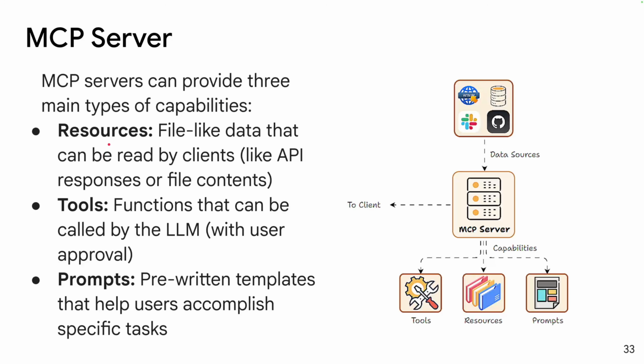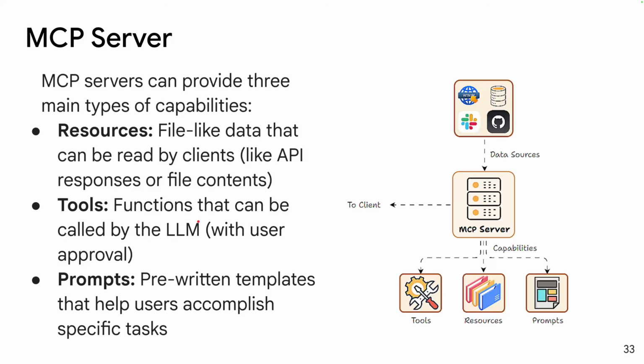Okay, so again, what is a resource? Resources are basically just to read a file, file-like data that can be read by the client. It could be an API or file content that provides context to the application, or to the large language model. Then you have tools. Tools are basically functions that can be called by the large language model, of course with the user's approval. So there are many tools.